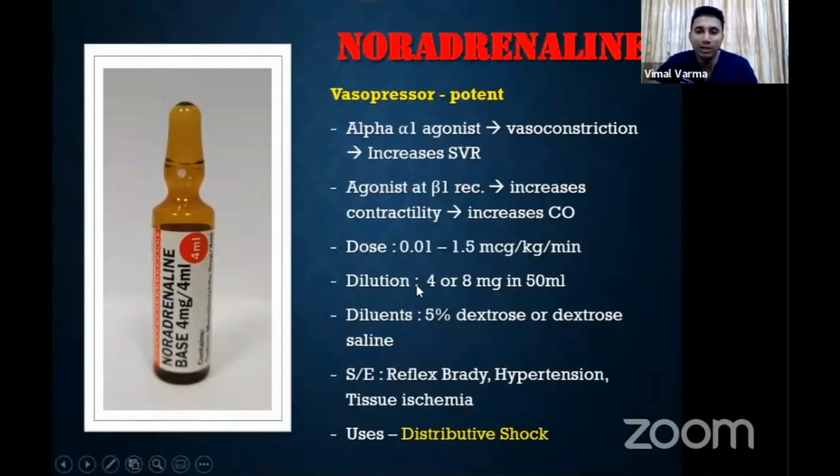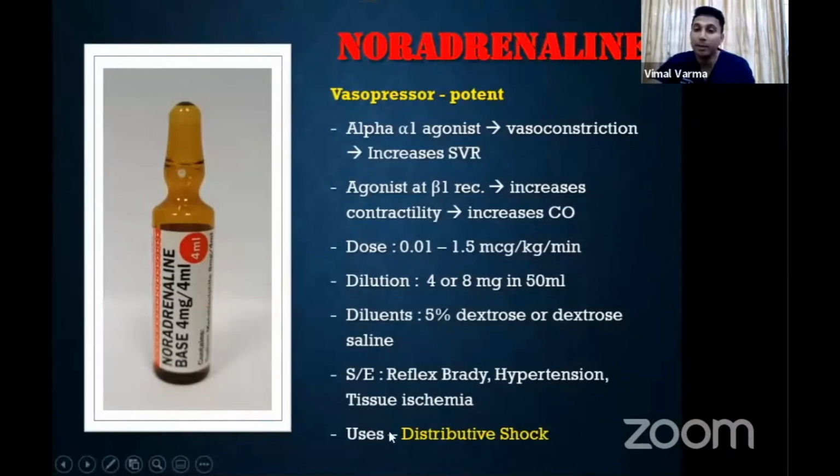Your dilution we call either single strength or double strength. For single strength, we use 1 vial, 4 mg, diluted in 50 ml, or 2 vials, 8 mg, in 50 ml. What diluents can be used? Either 5% dextrose or dextrose saline. Normal saline is generally not advisable because it lacks oxidative protection. Side effects: it can cause reflex bradycardia, rebound hypertension if the dose is too much, or tissue ischemia if it extravasates, especially if used in a peripheral line.